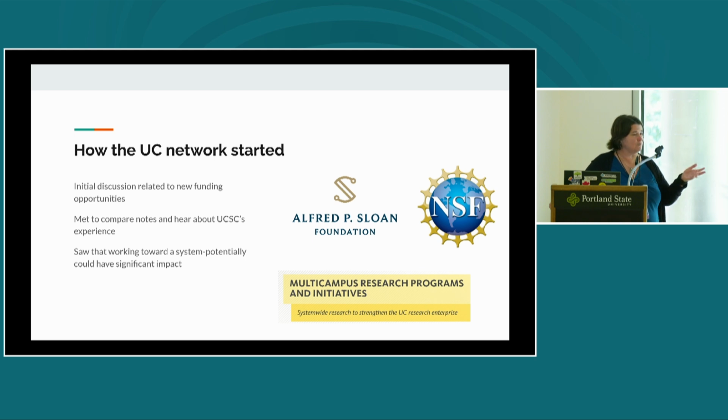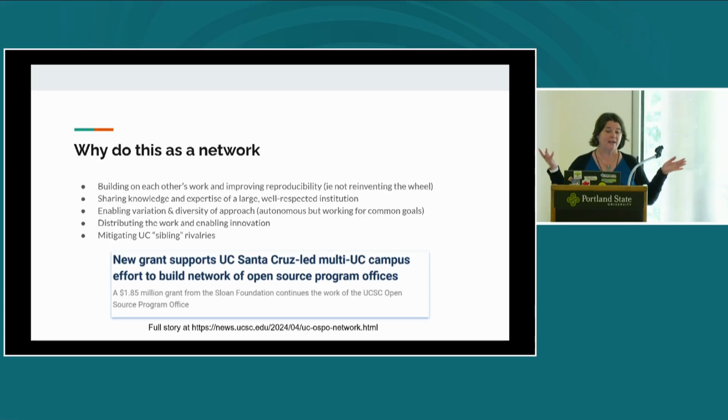So we started meeting to talk about these funding proposals, and then we started to compare notes on what UCSC's success on some of this stuff was like, and how that could be replicated on other campuses. And we really then saw how working towards a system-wide approach made a lot of sense for the UCs, and that it would probably have much more impact than if it was just individual campuses trying to create their own. So why did we want to do this?